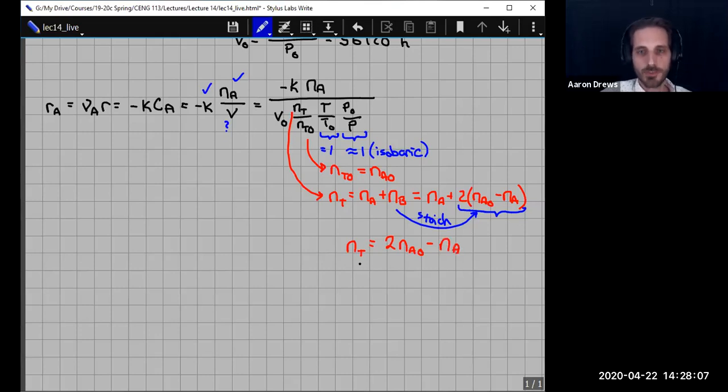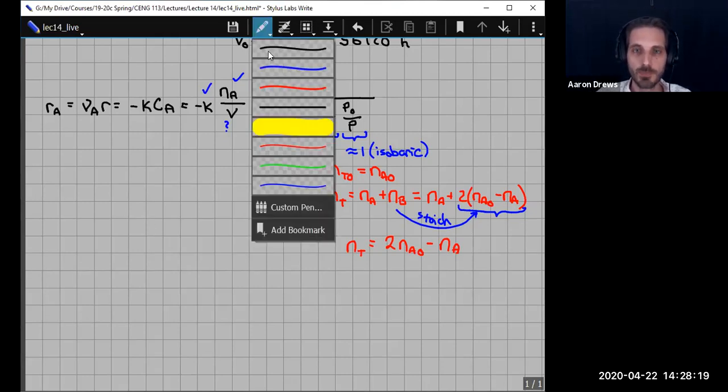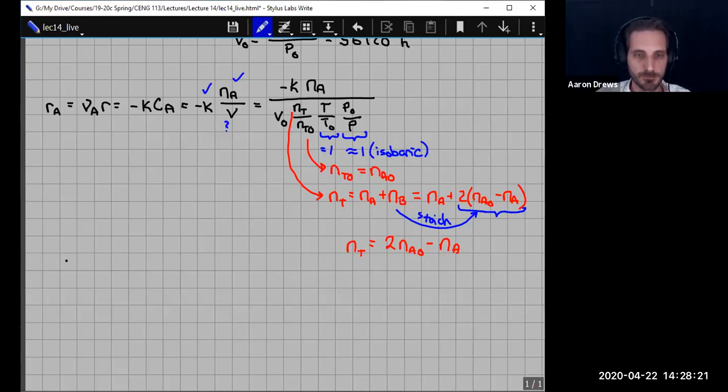So with a little bit of stoichiometry, we can express N sub T in terms of constants and N sub A. Again, the reason is that we want to solve for N sub A, that's the variable we're trying to solve for. So if I dump all of this into R sub A, what I end up with is R sub A is minus K. I'm going to pull the N T0 up on the top, so we'll have N sub A and T0, and then a V0 on the bottom.